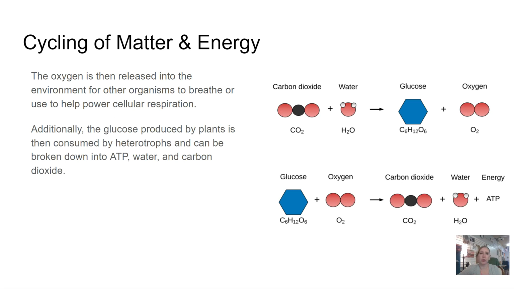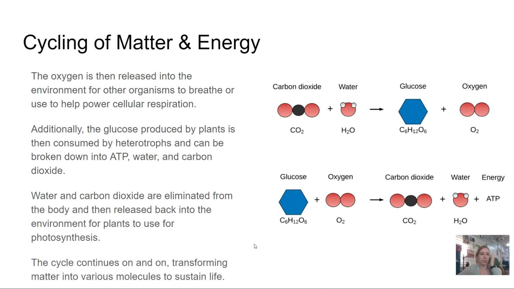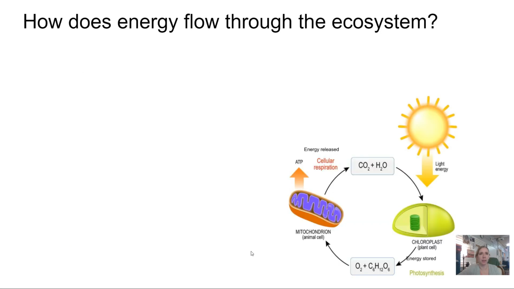Additionally, the glucose produced by plants is then consumed by heterotrophs and can be broken down into ATP, water, and carbon dioxide. So we can take glucose and oxygen and break it back down. Water and carbon dioxide are eliminated from the body and then released back into the environment for plants to use for photosynthesis. The cycle continues on, transforming matter into various molecules to sustain life.